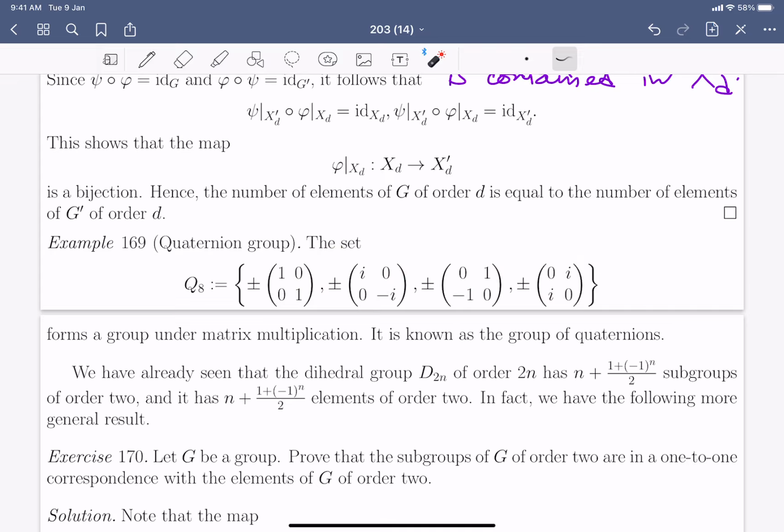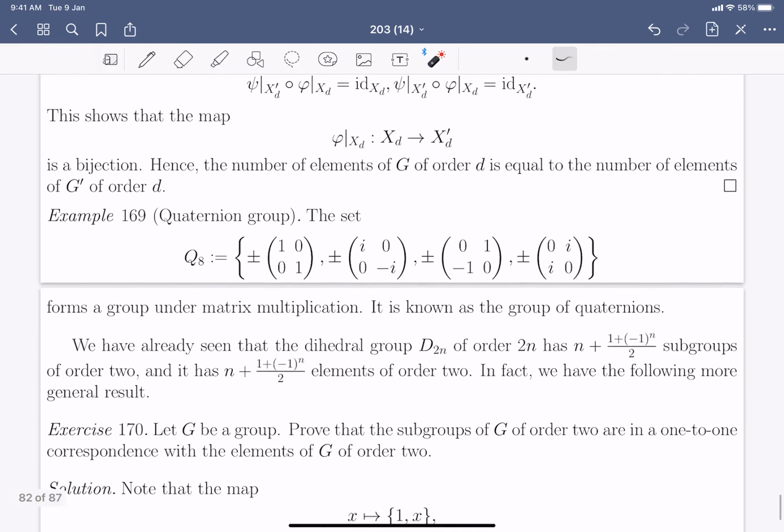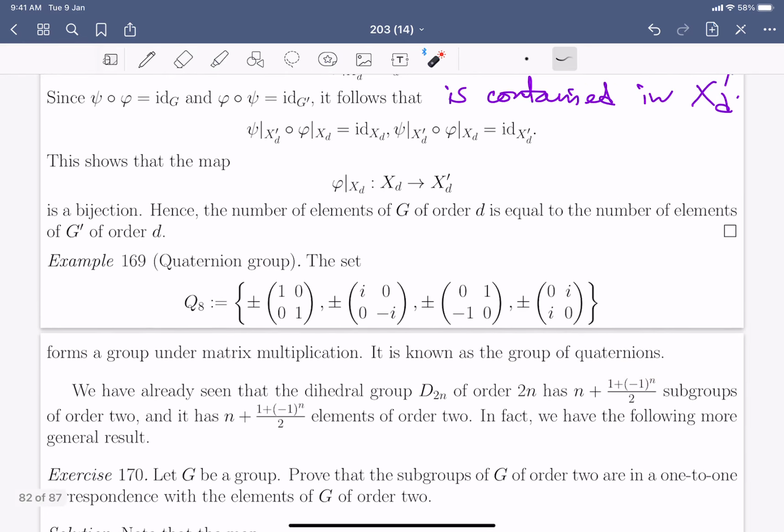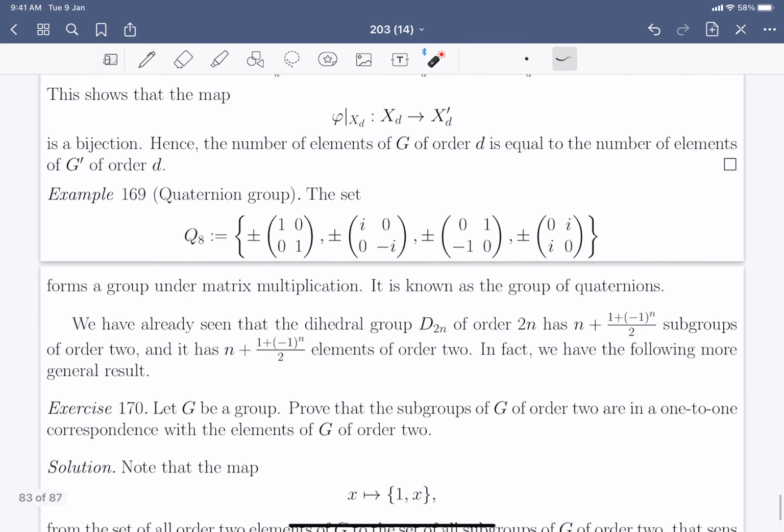This example slash exercise says that this is a group under matrix multiplication, and this is known as the group of quaternions. So this is a group of order 8. Maybe one can try to relate this group with some dihedral group and see what happens. We already know that the dihedral group D2n has order 2n.